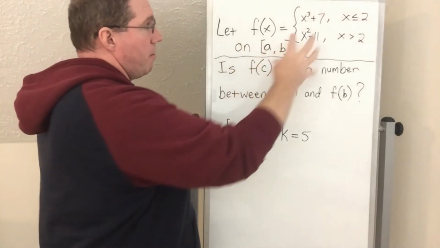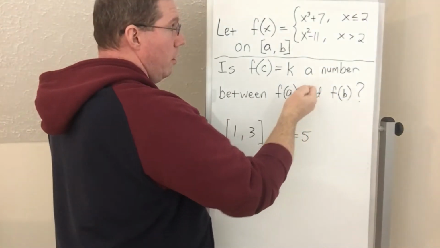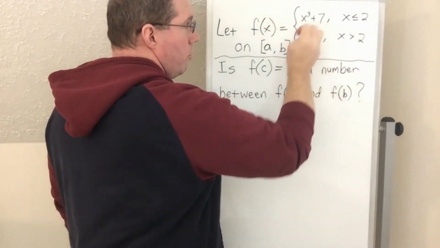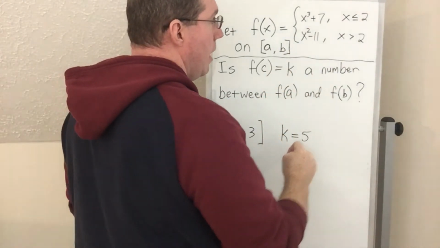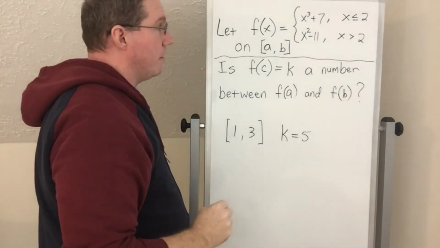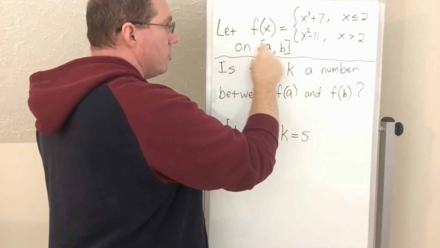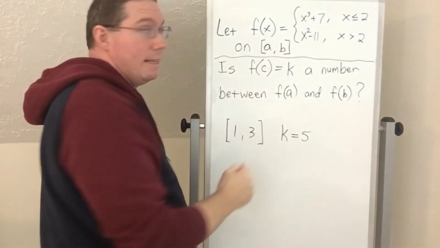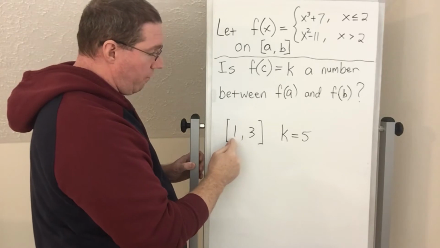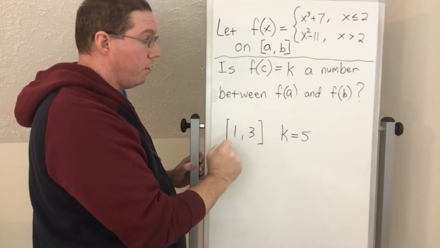This time f of x is a piecewise function that transitions at a value of 2. So at all values of x less than or equal to 2, we're going to use this top piece, x cubed plus 7. And at all values larger than 2, we're going to use this piece, x squared minus 11. And we're saying that this function is relevant on the closed interval from a to b, okay? Now, we can look down here and we can see that a and b are the values 1 and 3. So this function is starting at 1 and ending at 3, okay?